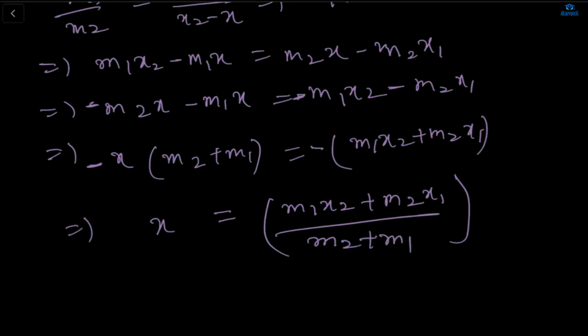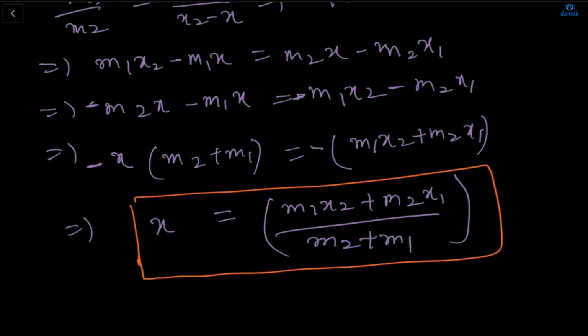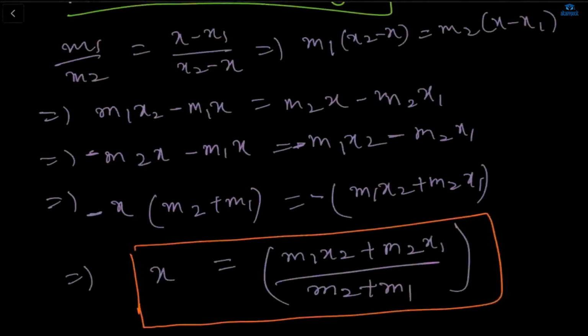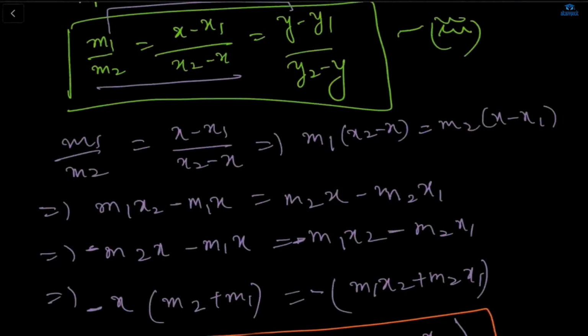Understood, this value, and similarly we are going to do it for Y also. There's no difference for Y. For Y, we are just going to compare M1 by M2 is equal to Y minus Y1 upon Y2 minus Y.